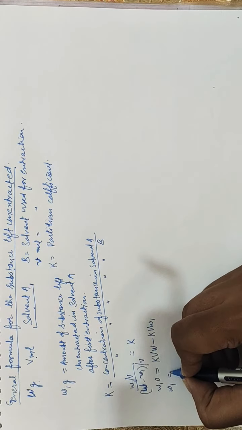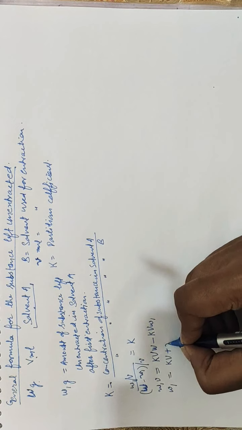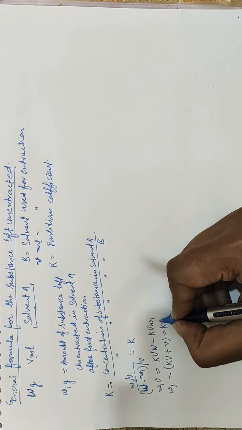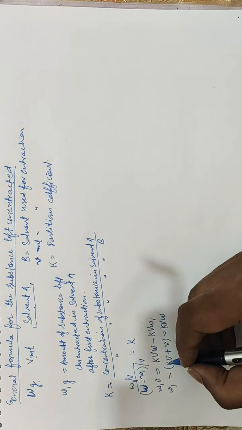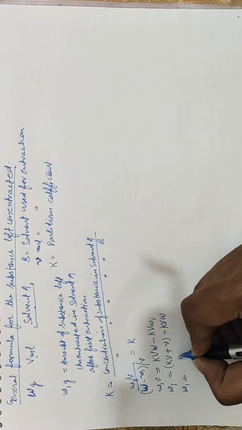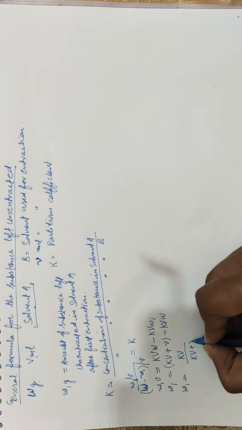So w1 V plus K v w1 is equal to K v W. Further, small w1 will be equal to K v over (K v plus V) into W, capital W.